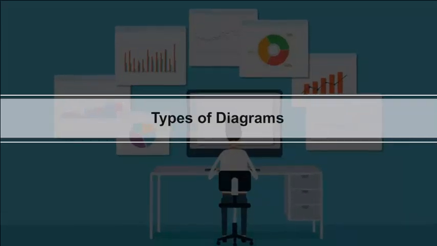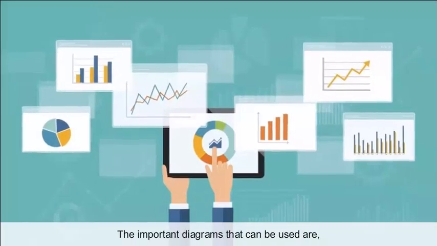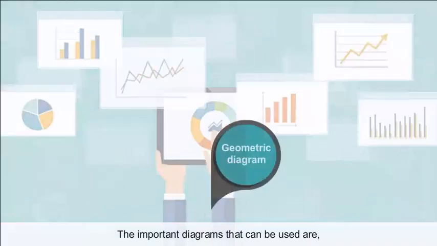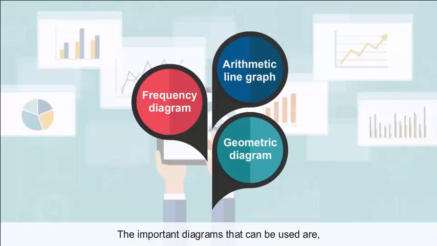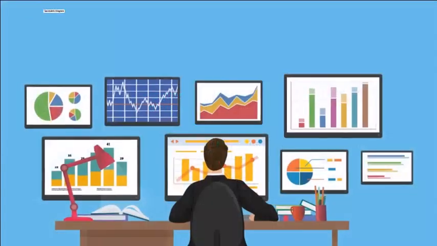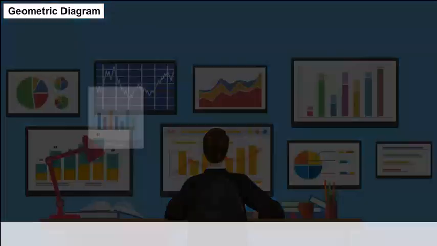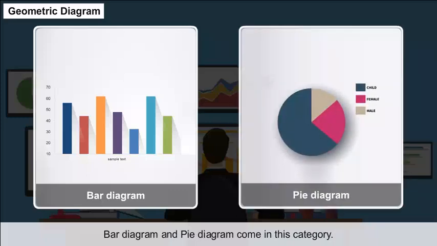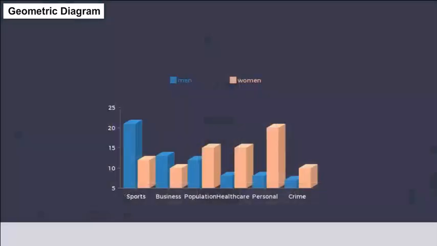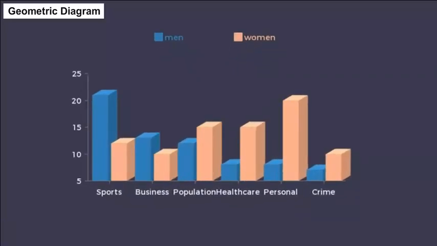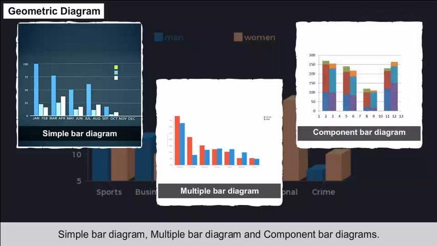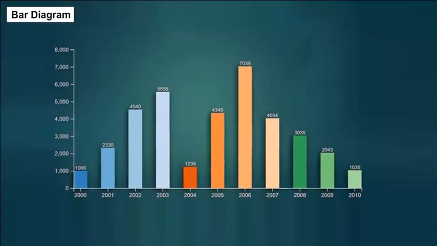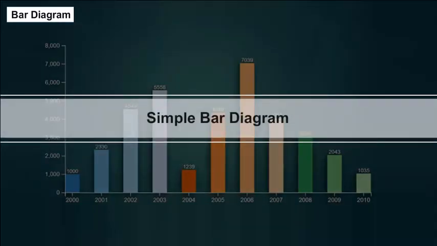Types of diagrams. The important diagrams that can be used are geometric diagram, frequency diagram, arithmetic line graph. Let us discuss these diagrams one by one. Geometric diagram. Bar diagram and pie diagram come in this category. The bar diagram are of three types: simple bar diagram, multiple bar diagram, and component bar diagrams. Bar diagram. Simple bar diagram.